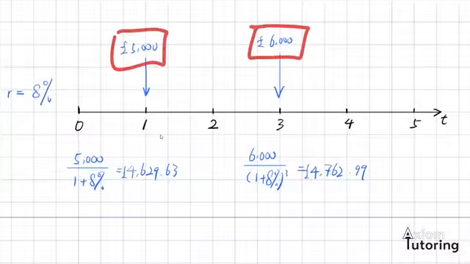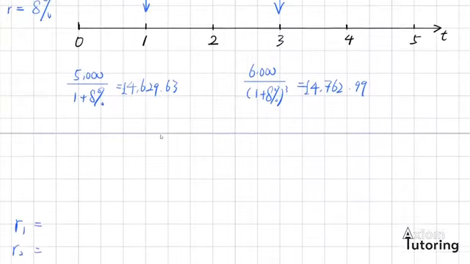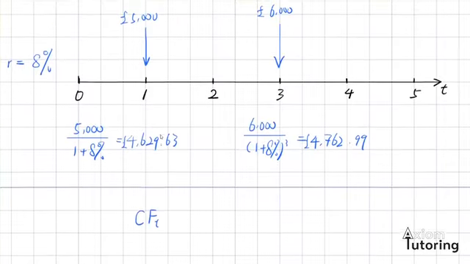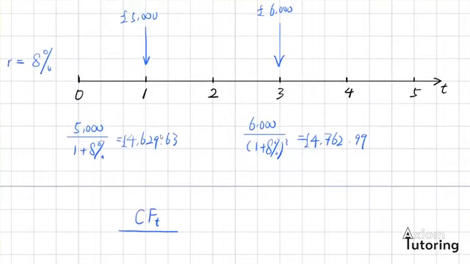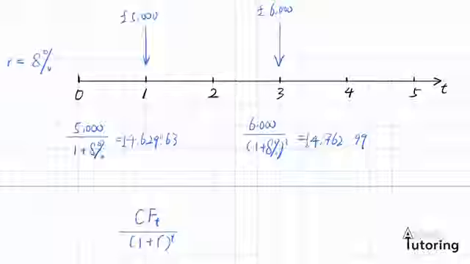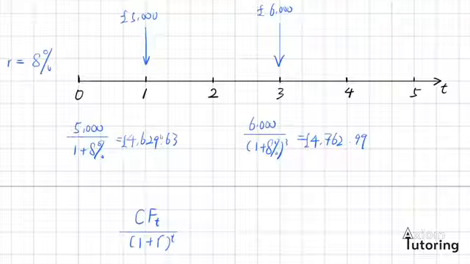We can generalize this: any cash flow in the future, at time t, is discounted by dividing by 1 plus some appropriate discount rate, to the power of t. Which appropriate discount rate we are going to use will be given, and in the future we're going to be able to determine what discount rate to use. But for now, most likely you'll be given an appropriate discount rate.